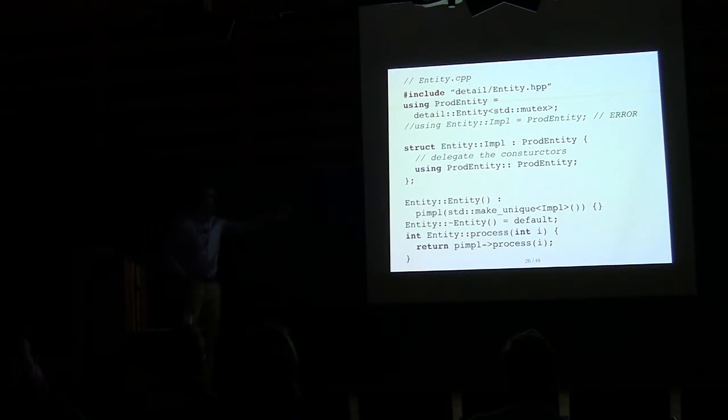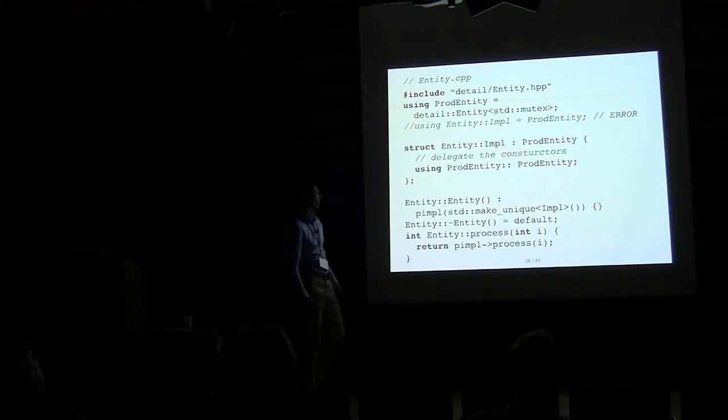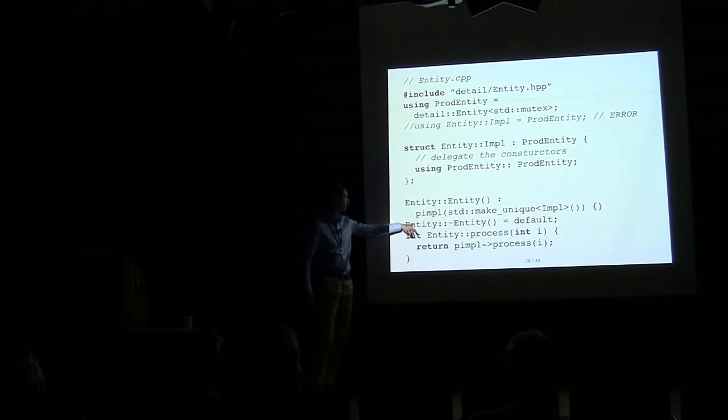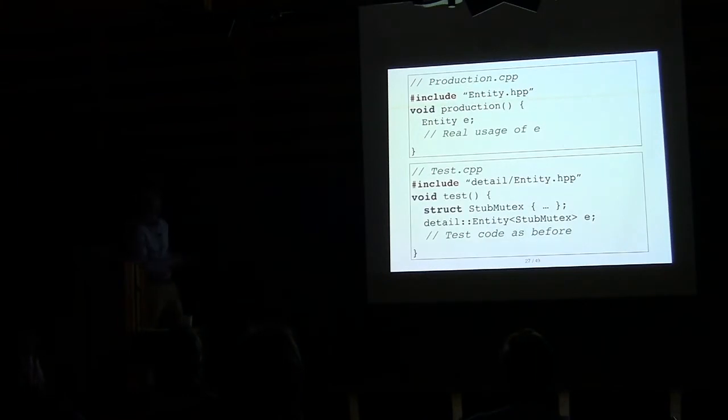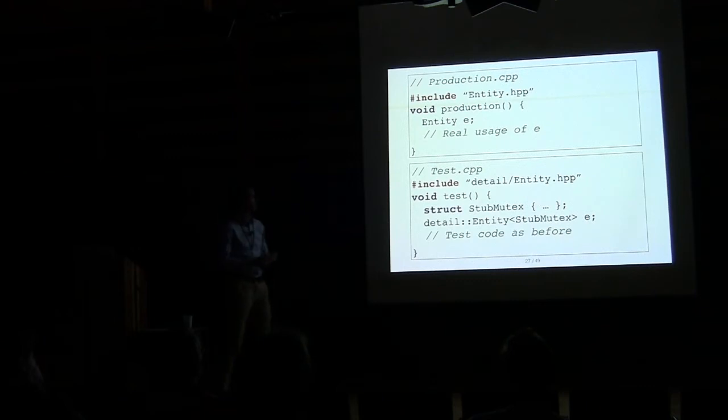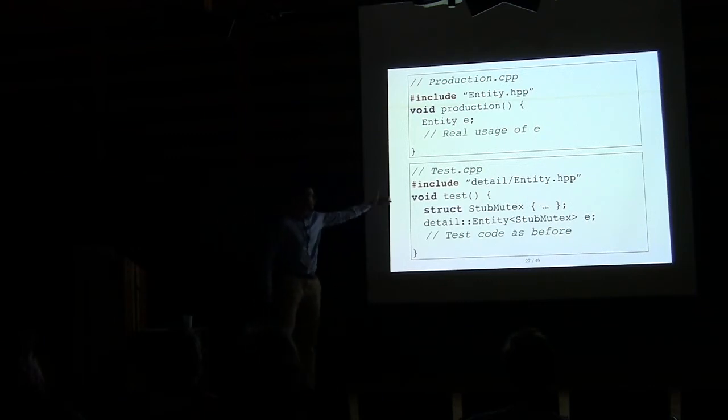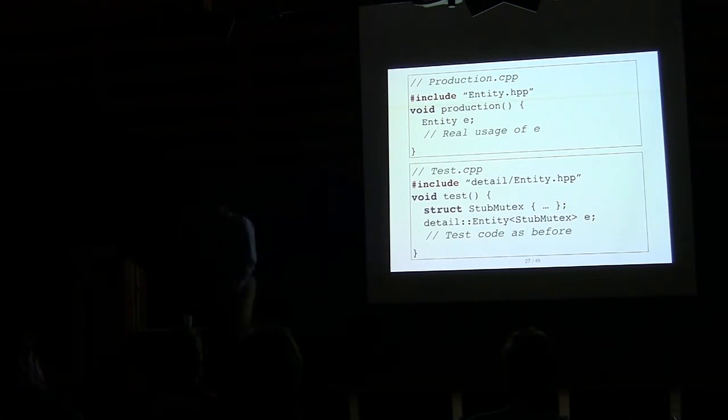The rest of the slide is the pimple machinery. We need to define the destructor here because of the unique pointer. Scott Meyers has a really good explanation about this in Effective Modern C++. So this is how the production code looks like. In the test code, we are not testing anything but just the template. And this has that drawback. We are not testing the pimple implementation itself.